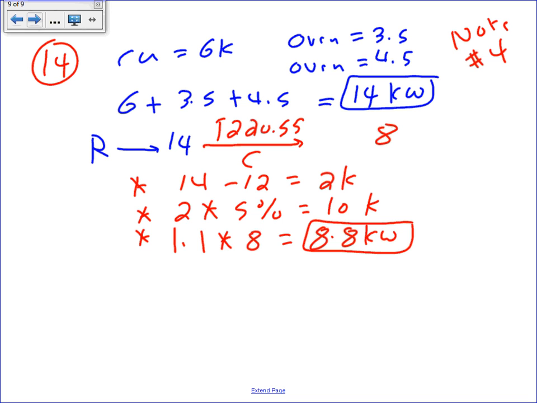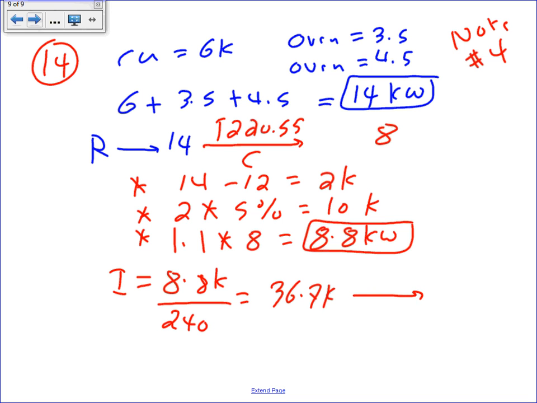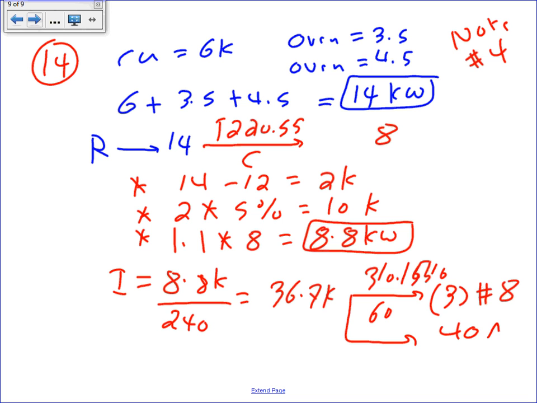Okay, let's do that. Take I equals 8.8 kW divided by 240, which is 36.7 amps. Take this to 310.15(B)(16), 60-degree column. They give you number 8, three conductors, 40 amps. And what's the overcurrent protection device? That's easy, 40 amps.